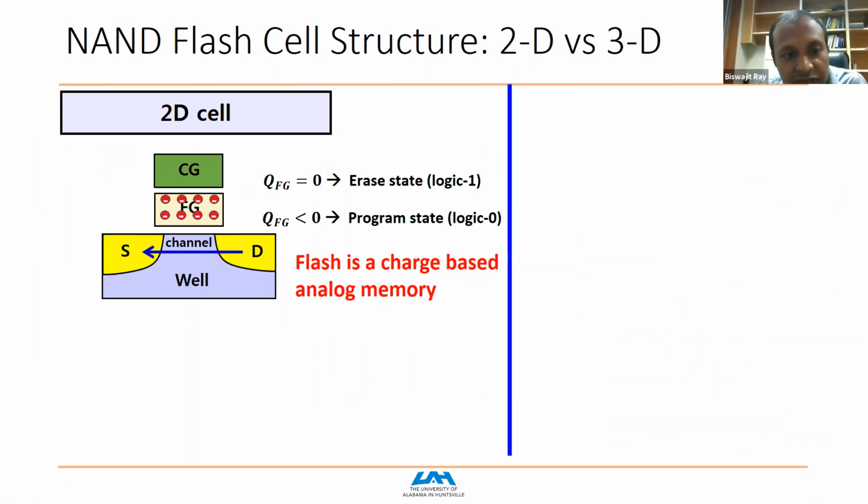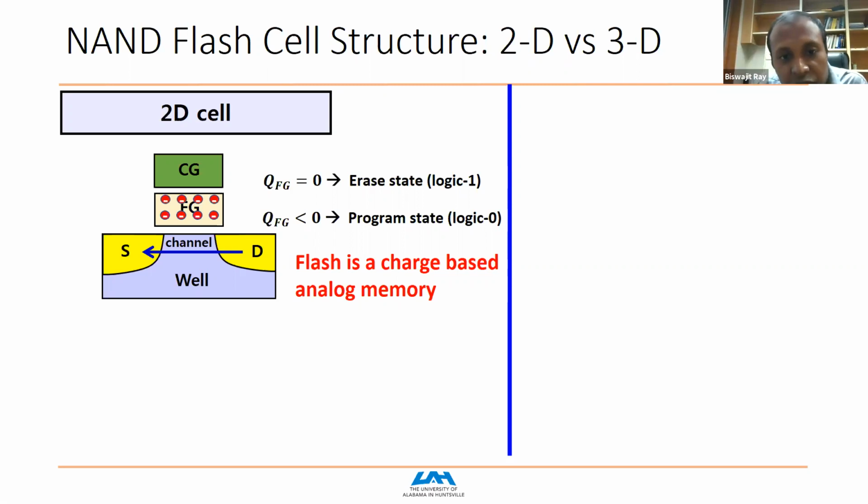So if you store electrons, we say the cell is programmed. And if there are no electrons on the floating gate, we say the cell is erased, or it represents logic 1. For example, when you buy a brand new thumb drive, say from Amazon, all the bits will be one. I mean, all the memory cells will be one because none of the cells is programmed. So all the cells are in the erase state.